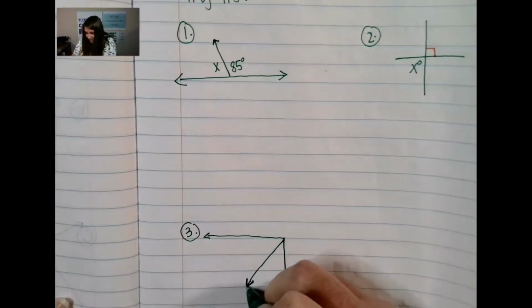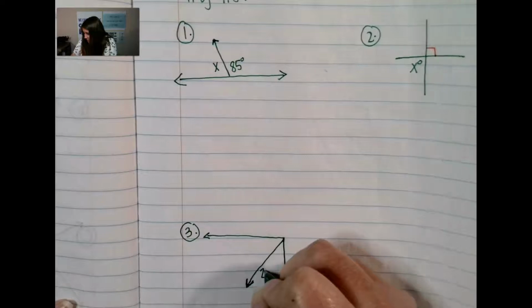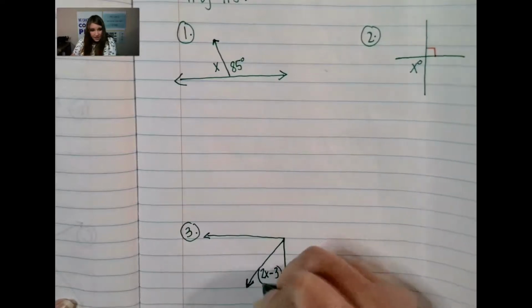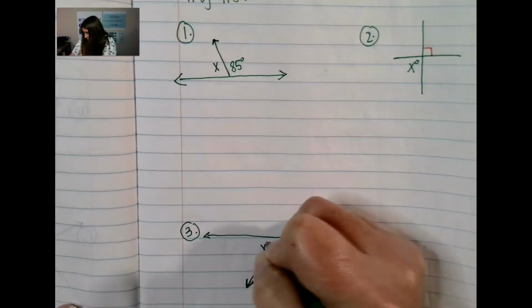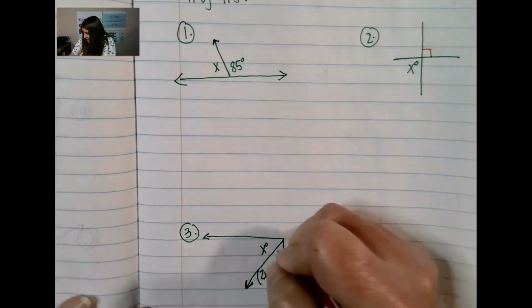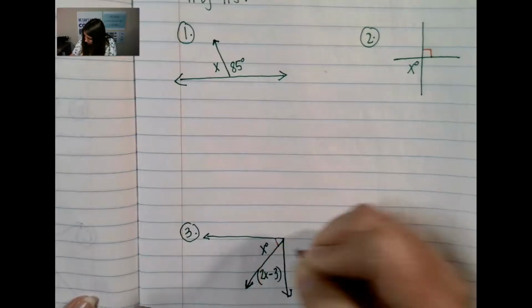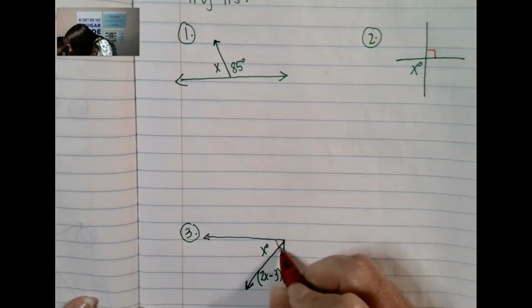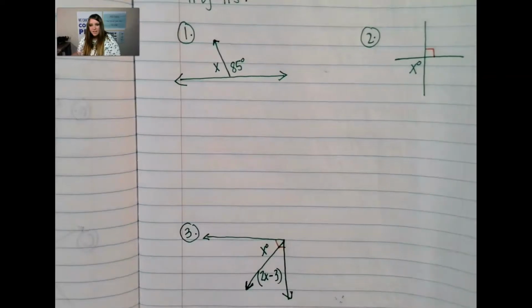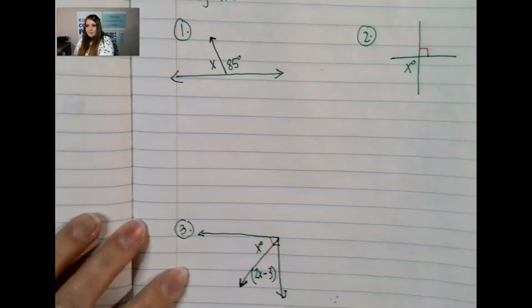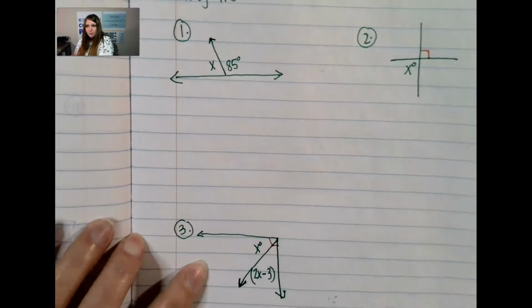Can't even draw an arrow, and here I am saying this. Okay, 2x minus 3 degrees. Over here is x degrees, and this is set to 90. Okay. Ready? Hit pause right now so you don't hear me solving these things. Okay. Man, Miss Linder, your drawing skills are horrible.